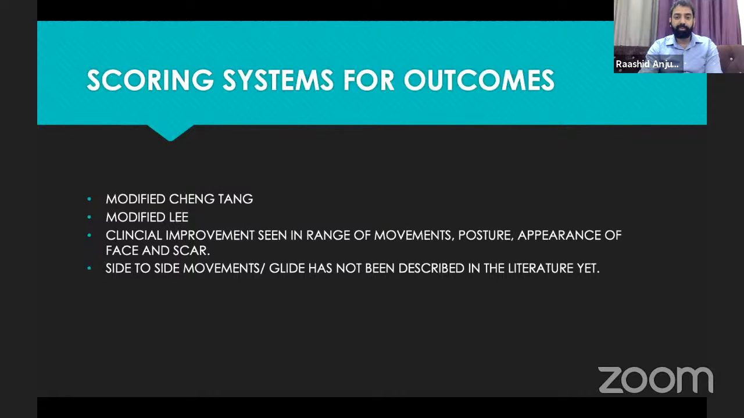There are different scoring systems that we use to analyze the outcomes objectively: the modified Chang-Tang score, the modified Lee score, and clinical parameters like head tilt improvement, posture, appearance, and more recently the gaze angle also. We have used the modified Lee score in this study.